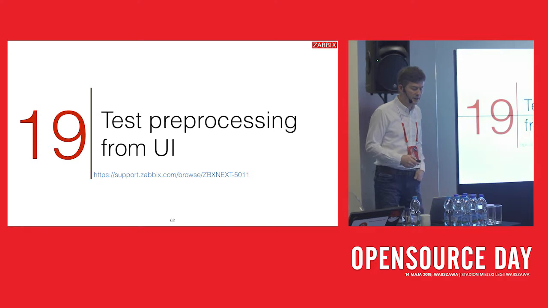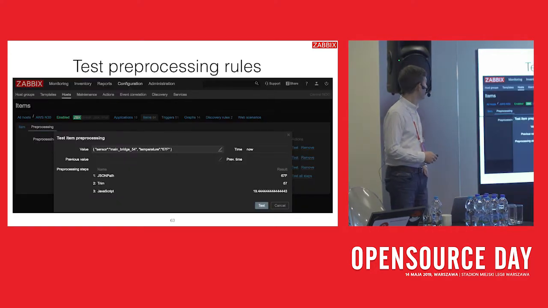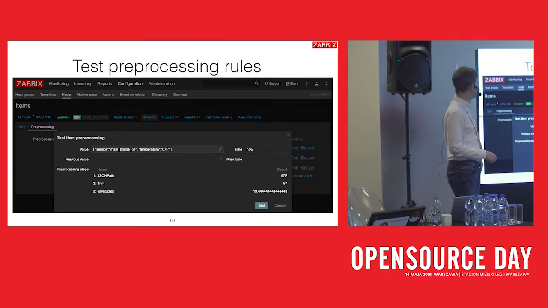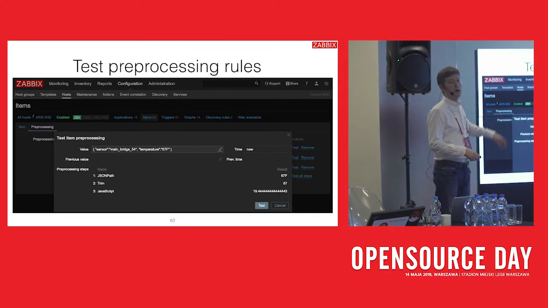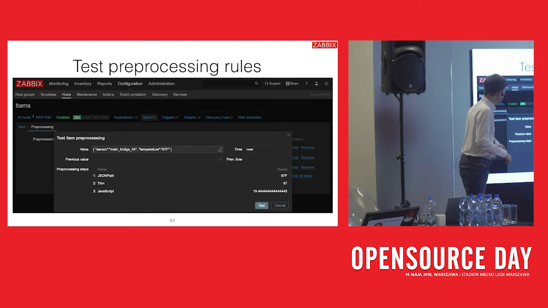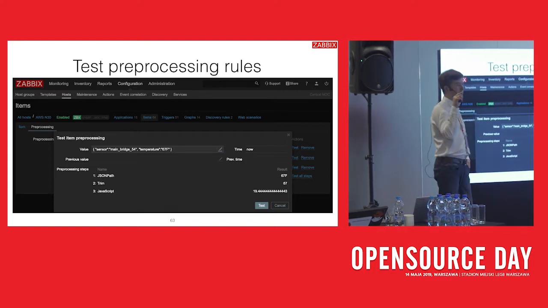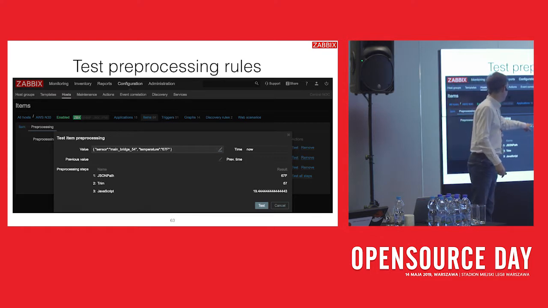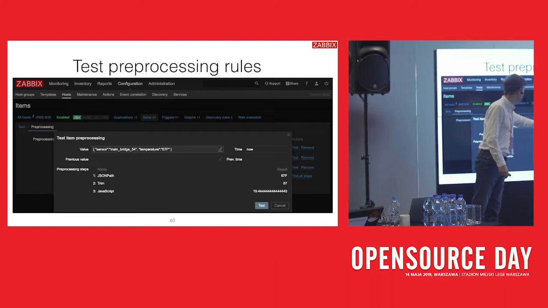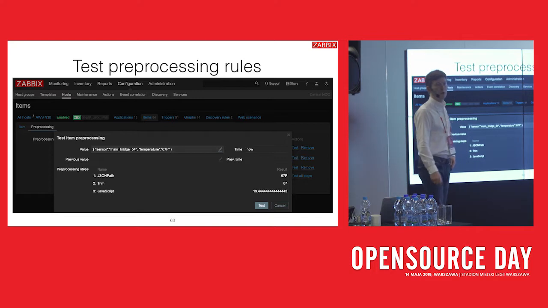Another nice feature, since preprocessing becomes more and more complex, now we support the testing of preprocessing from UI. You created some preprocessing steps, like JSON paths and trimmings and some JavaScript. You press a test button, test preprocessing. You enter an incoming value, like JSON, sensor, and temperature 67 Fahrenheit. And then you can see how preprocessing works.